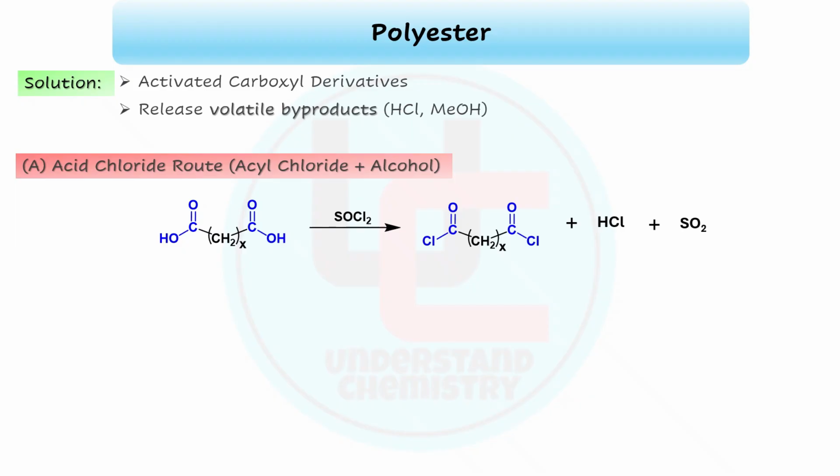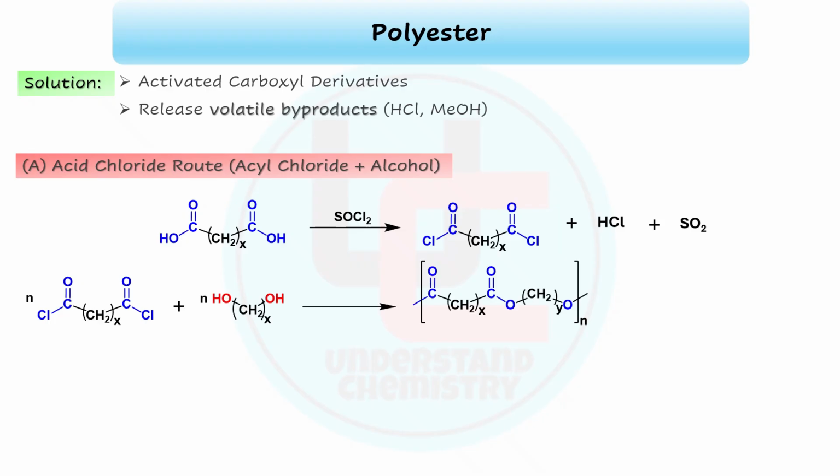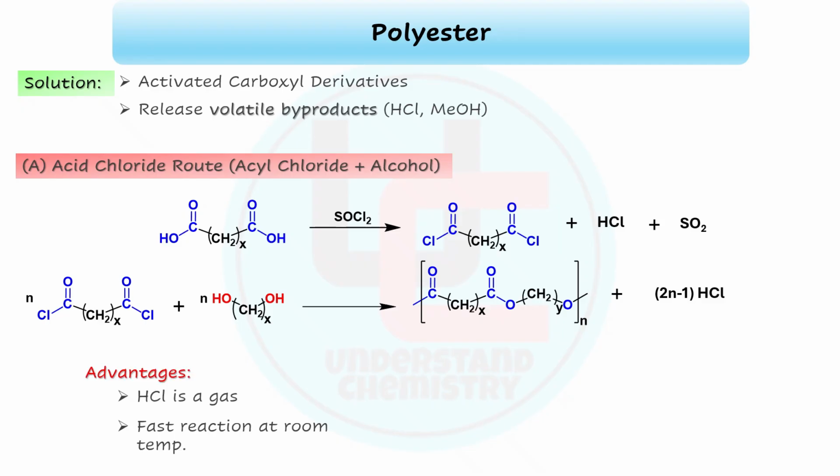According to this, the dicarboxylic acid is first converted to diacid chloride by reaction of the diacid with thionyl chloride. Then this diacid chloride is allowed to react with a diol to produce polyester. The side product is HCl. There are several advantages of this reaction. The first one is HCl is a gas that leaves the system readily, enabling a nearly irreversible reaction pathway. And this reaction also proceeds rapidly under mild or room conditions, enhancing its efficiency.